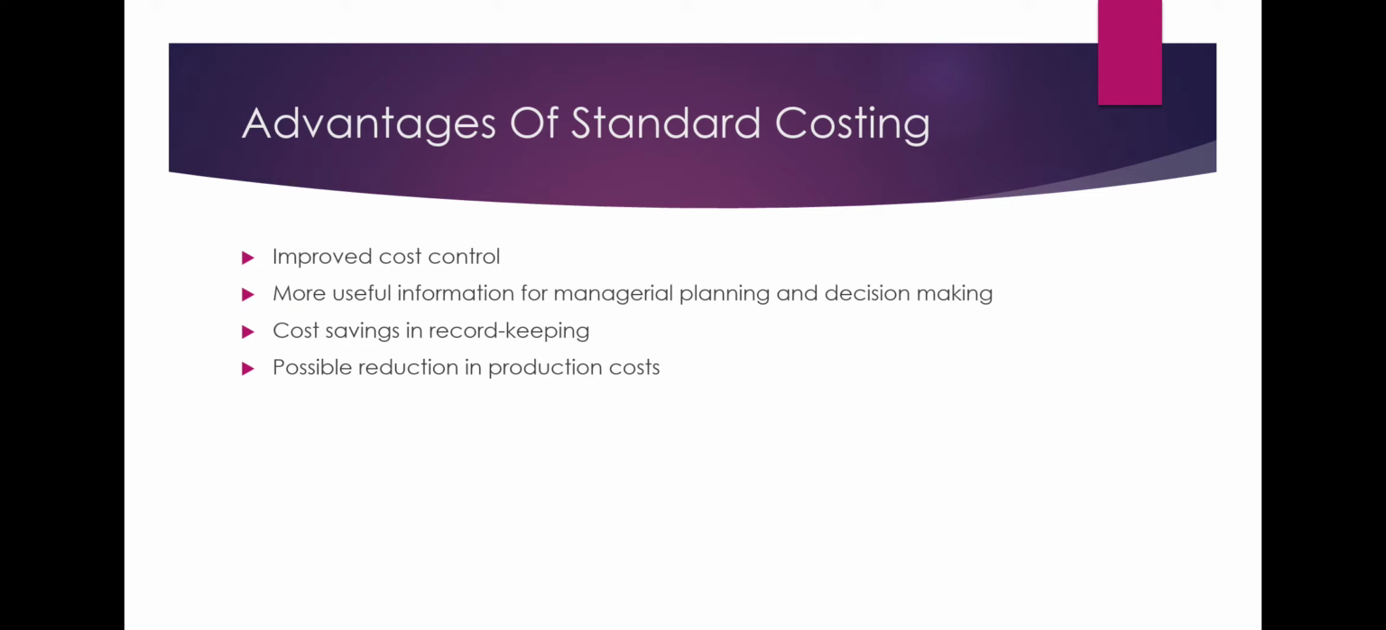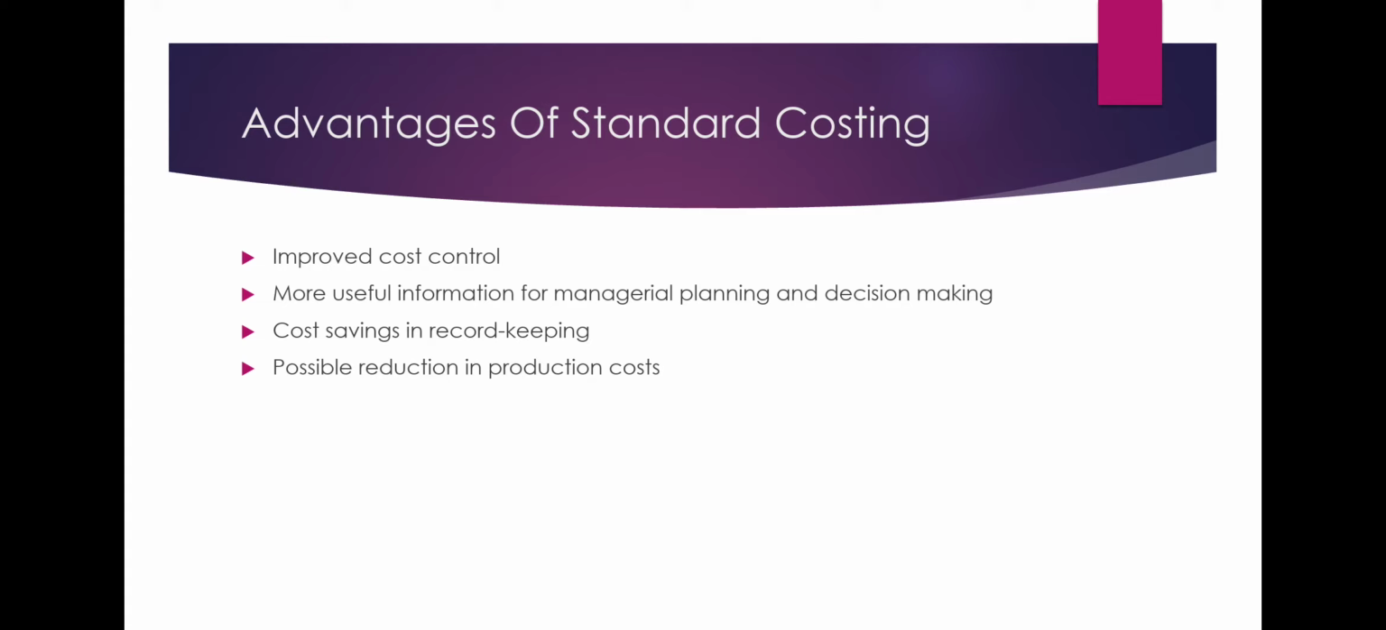Now we have the advantages of standard costing. The first one is improved cost control. Now, companies can gain greater cost control by setting the standards for each type of the cost incurred and then highlighting exceptions or variances, instances where things did not go as planned. Variances provide a starting point for judging the effectiveness of managers in controlling the costs for which they are held responsible.